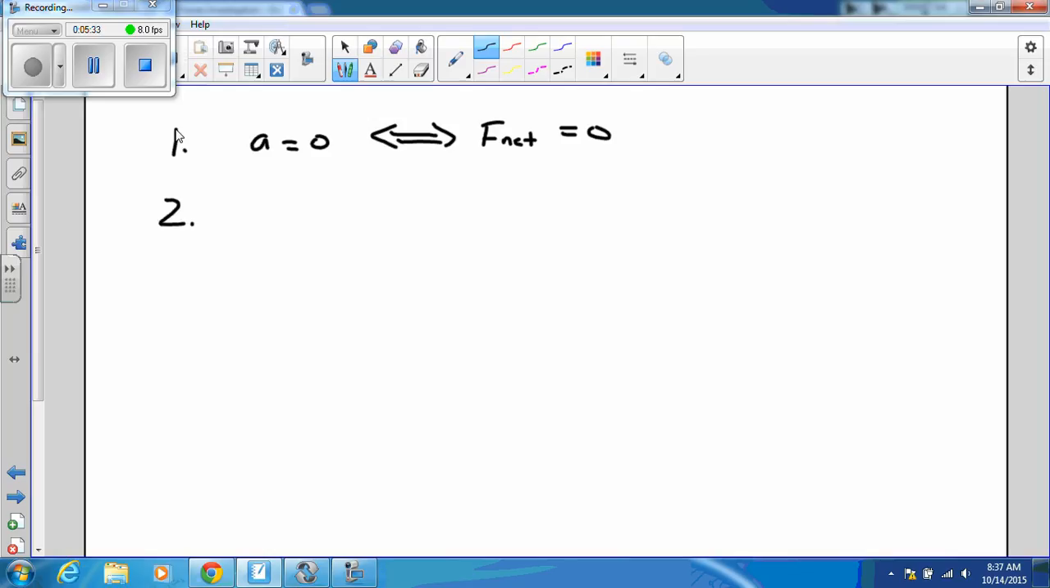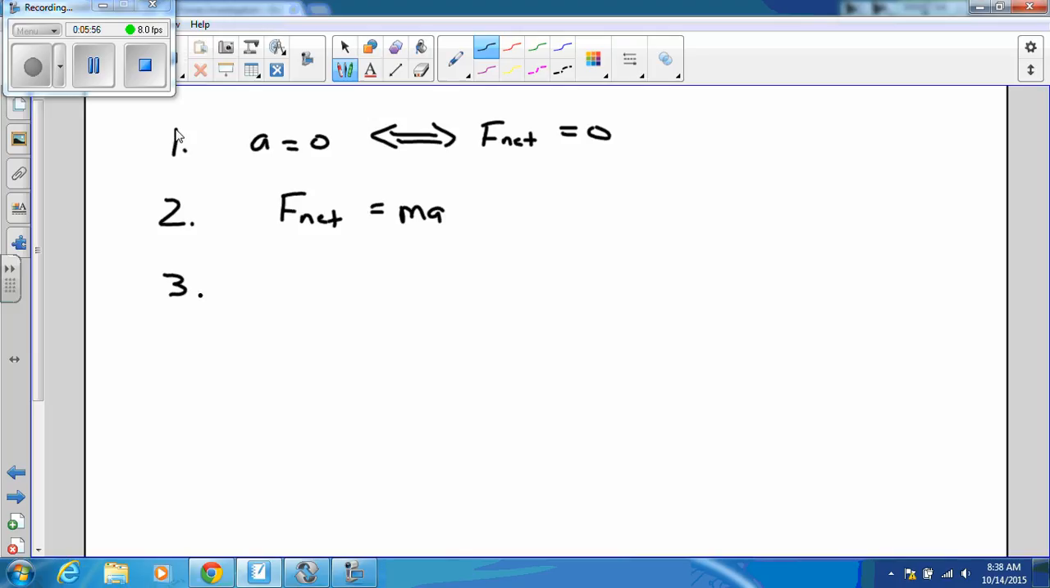So what if F net is not 0? Second one: F net equals ma. That's it. If the sum of forces or the net force is not 0, then that net force is equal to mass times acceleration.